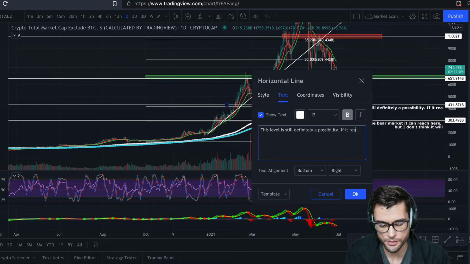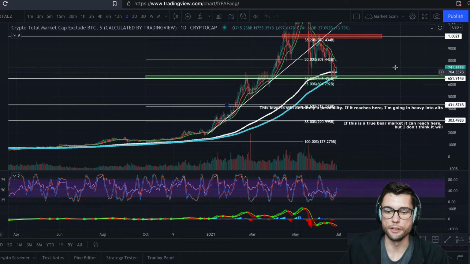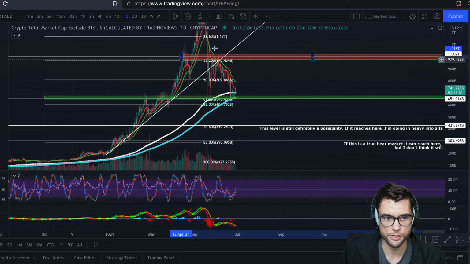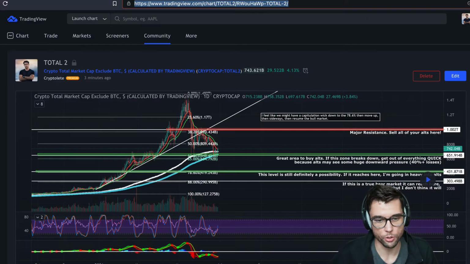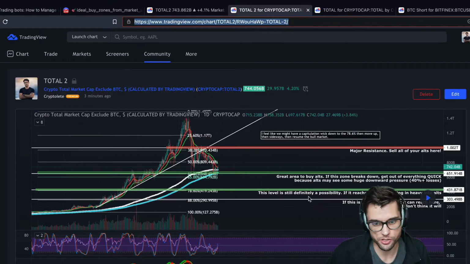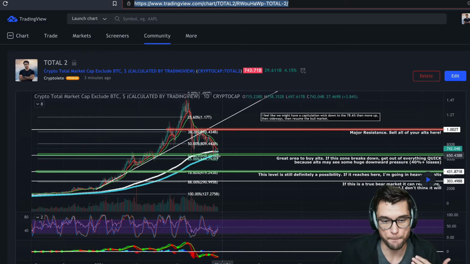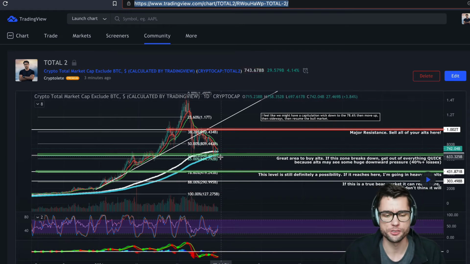If it reaches here, I'm going in heavy into alts. So yeah, that's this, and pretty much do this. Okay, so for altcoins, this is pretty much what I'm doing: I waited for it to come down to the 61.8 again. Came down, bought a bunch of alts, or I bought a few alts down here.